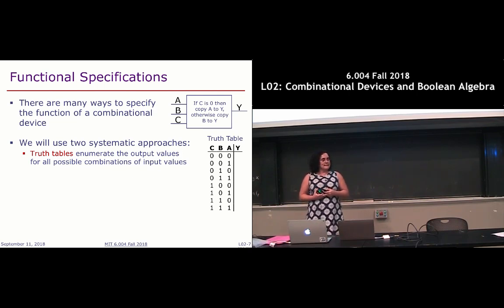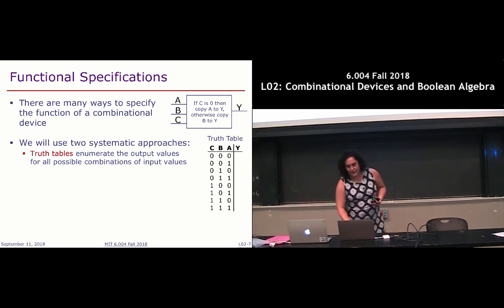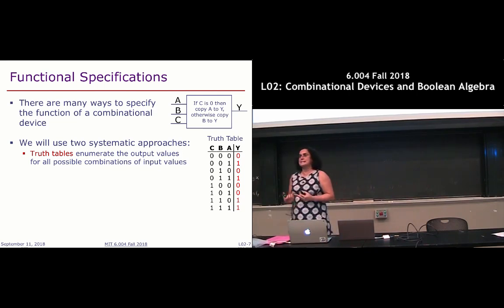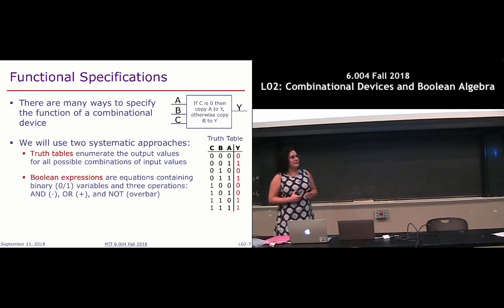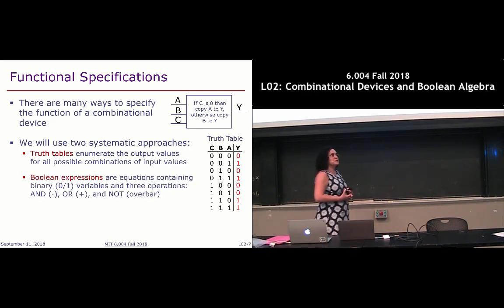And so what we said is that for the top 4, when C is equal to 0, I'm expecting it to be equal to A. And then when C is equal to 1, I'm expecting it to be equal to B. Okay? And so through this truth table, I've specified exactly what my output needs to be for every single possible input combination. All right? Another methodology that we can use are Boolean expressions.